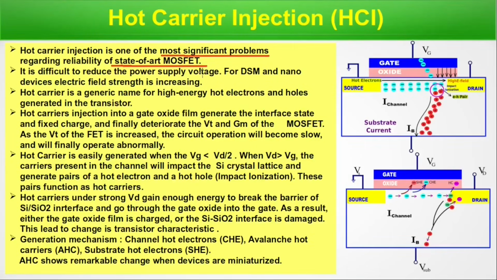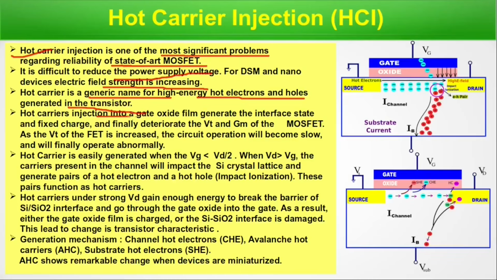It's an important issue, although in state-of-art MOSFET, that means small dimension or reduced dimension MOSFET, this situation is even worse. It's difficult to reduce the power supply voltage. We are scaling this thing, but power supply voltage scaling, that's a tricky situation. For DSM, that is deep submicron and nano devices, electric field strength is increasing. Devices are getting smaller, and along with that, we cannot scale the supply voltage with same scaling factor, so field is high. Hot carrier is a generic name for high energy hot electrons and holes generated in the transistor.